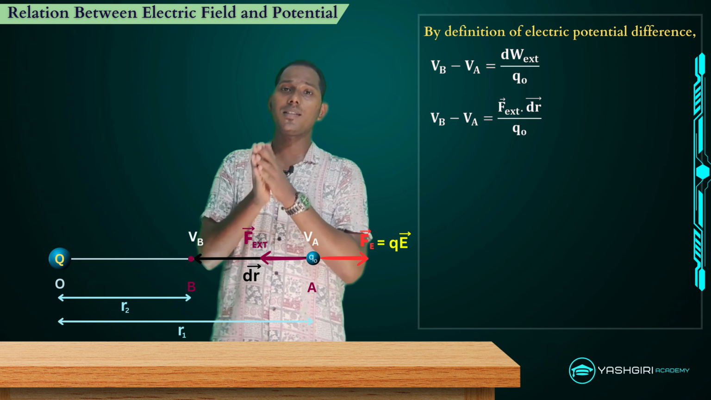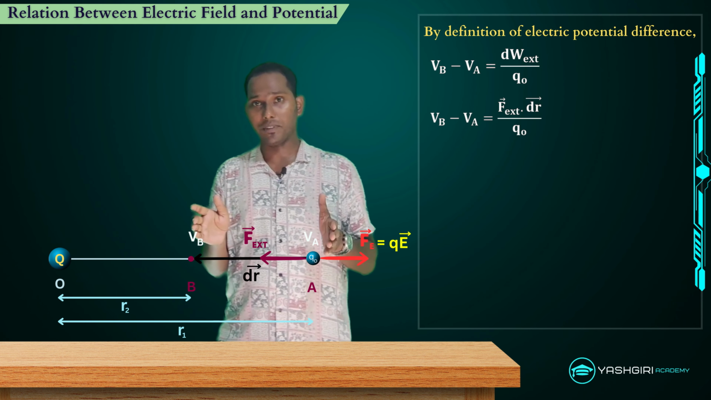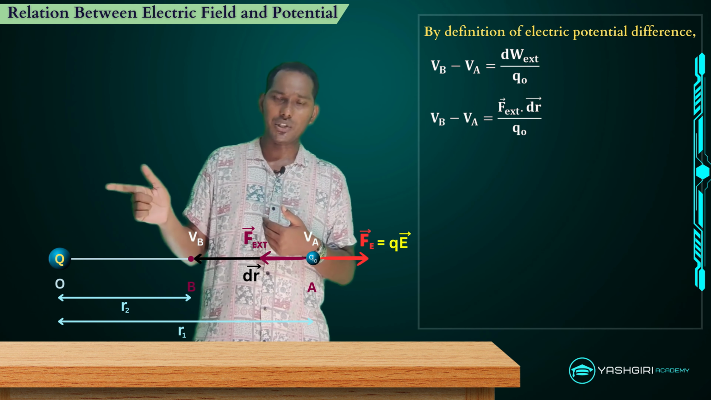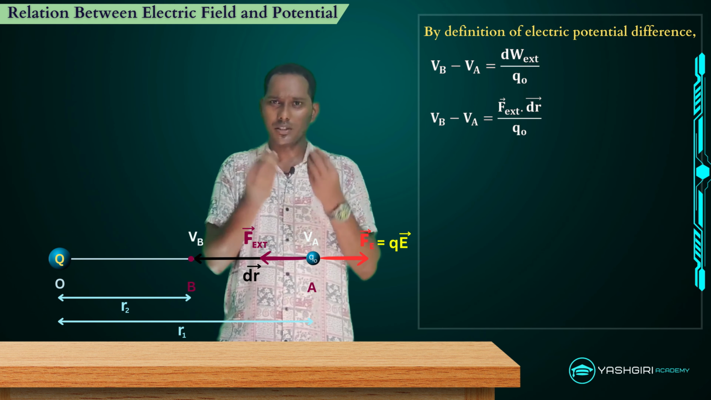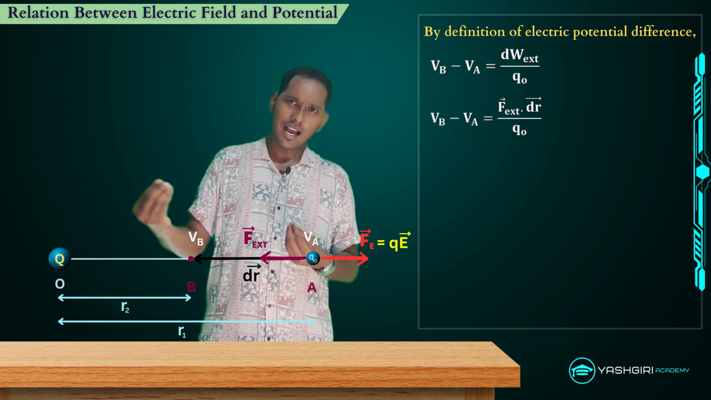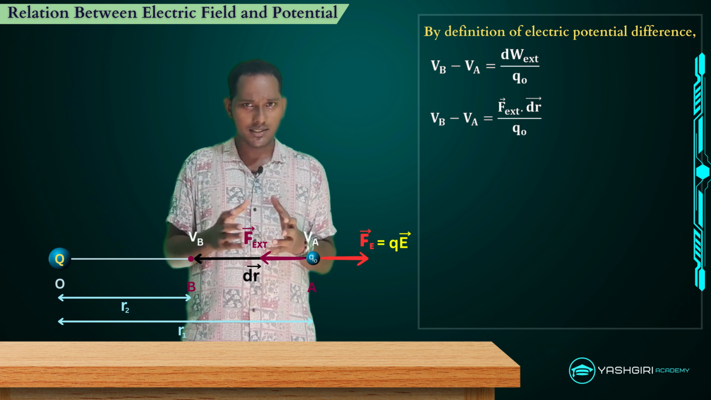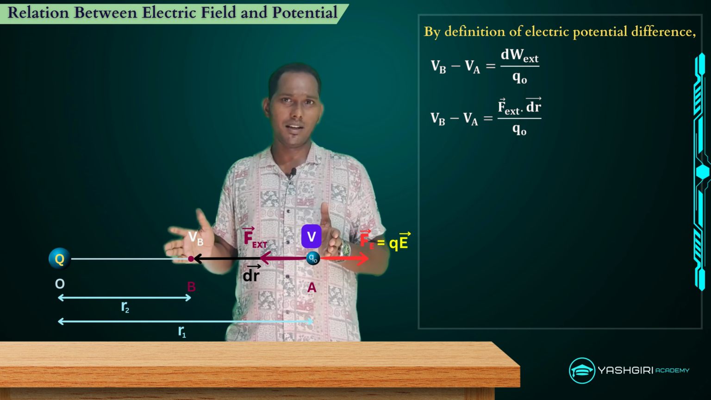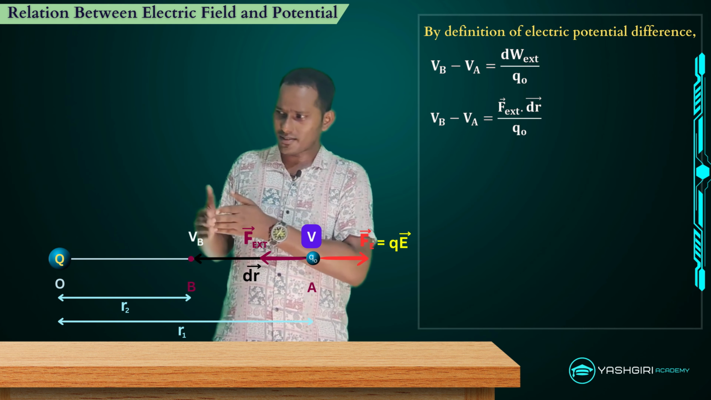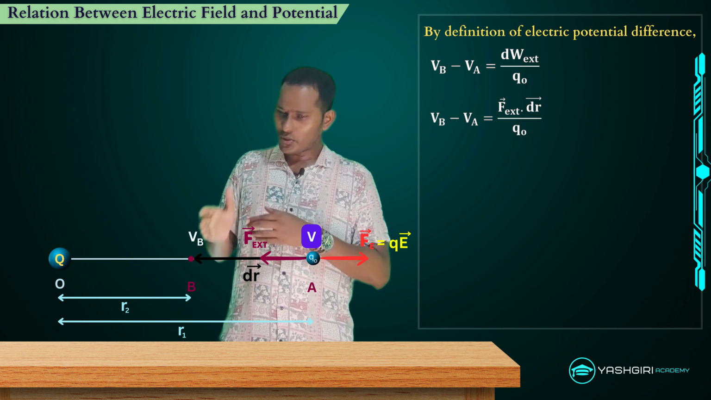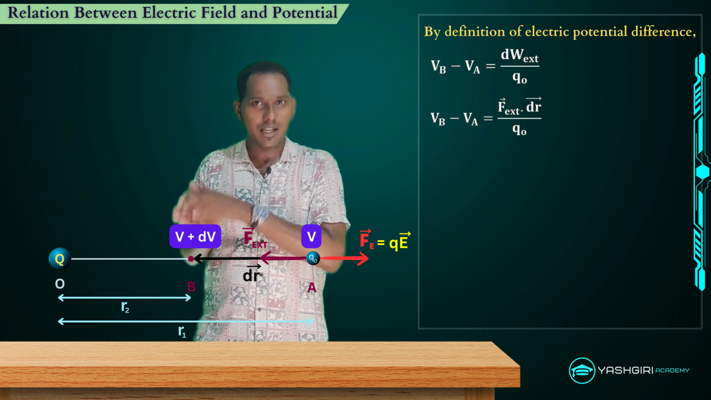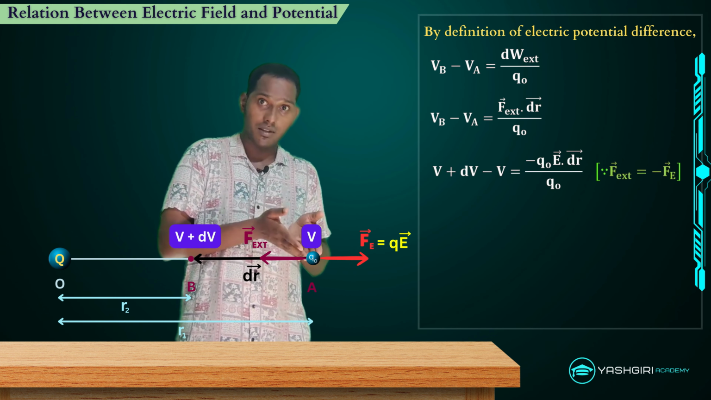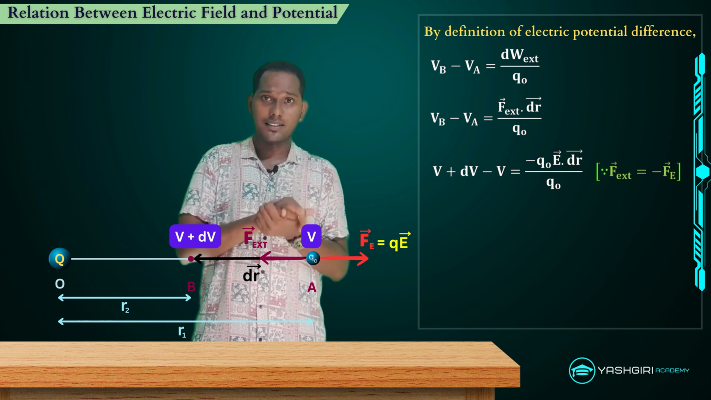Now, students, what are this VB and VA? Will they be the same? No, of course not. We know that electric potential is inversely proportional to the distance, that is, as r increases, the potential decreases. So if I consider some potential V at A, that means the potential at B should be slightly lower, since it is farther from the source charge. So I can write it as V plus dV. Now I can substitute that. What is VB minus VA? V plus dV minus V is nothing but dV, and on the right hand side we have this.